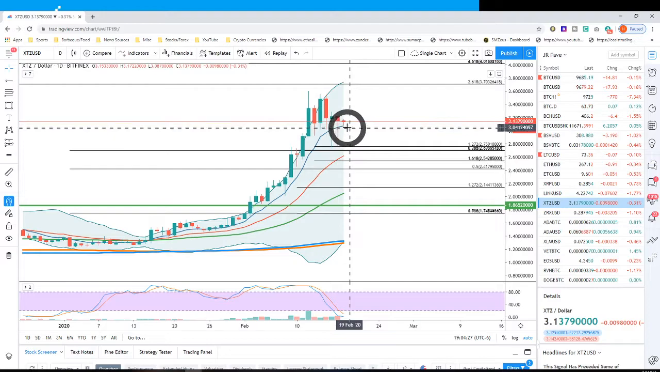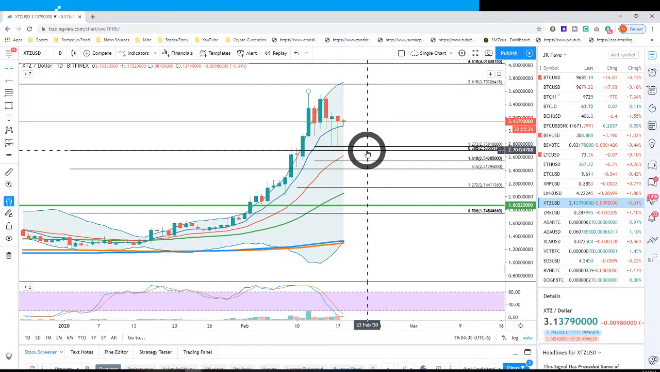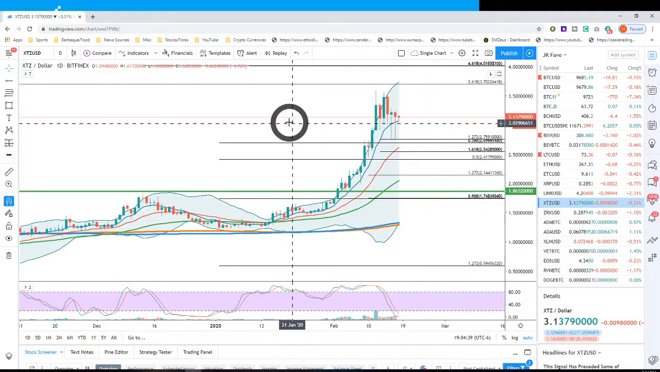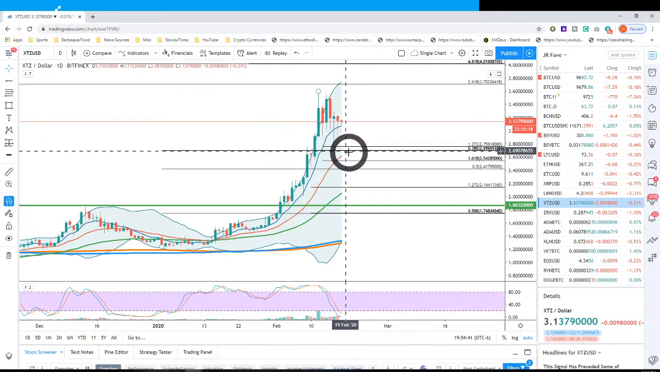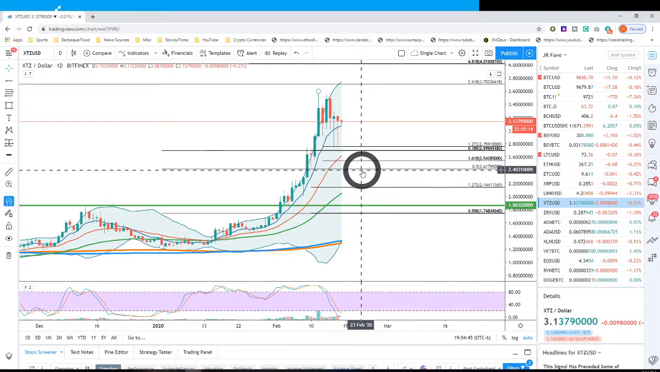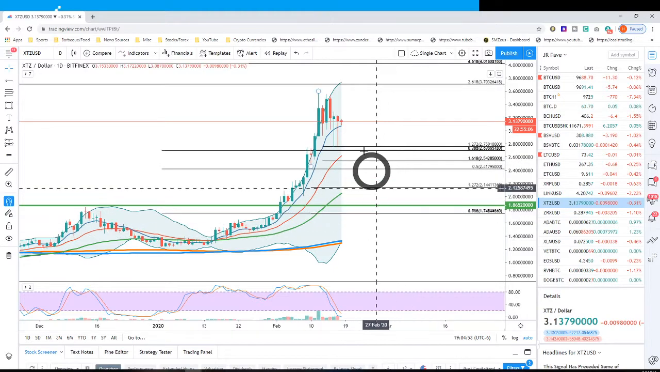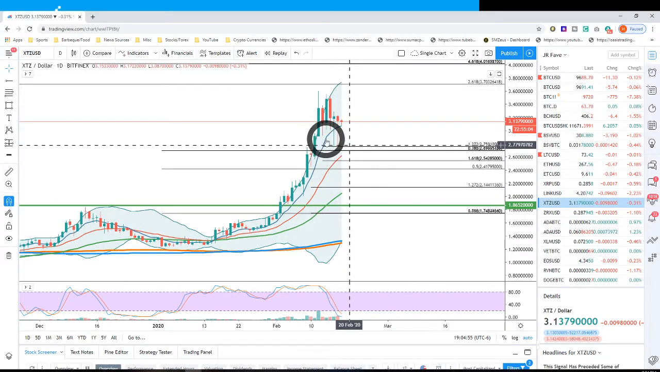So XTZ is still closing above the 10 EMA, wicked below it, holding it. Big support down in here at this 270 level. Huge support. If it drops below that, then, hate to say it, it could come all the way back to maybe even close to $2, 214, 215. But that's big support right there.